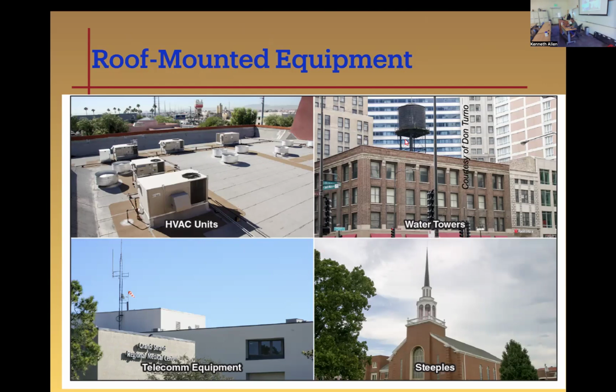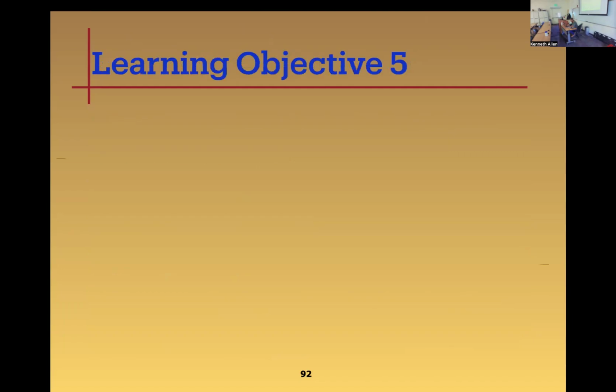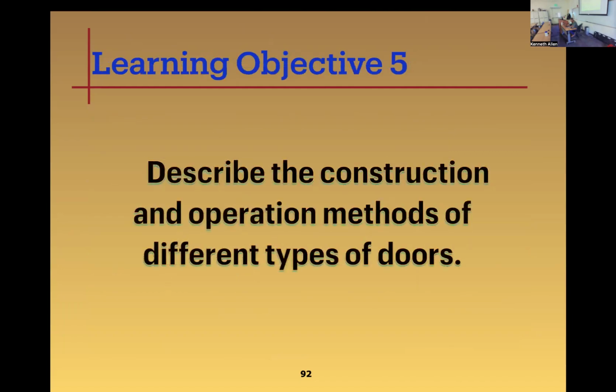Just be very careful. Water towers, major weight in a small location relatively. High steeples means that stuff can fall down on you, as well as any kind of telecom equipment. So any of this stuff, make sure you've announced the safety. We got to clear some space in case this stuff comes down. Increase the collapse hazards, and obstruction is going to affect ventilation. It may be underneath the rain roofs. It's all sorts of stuff we got to concern ourselves with.